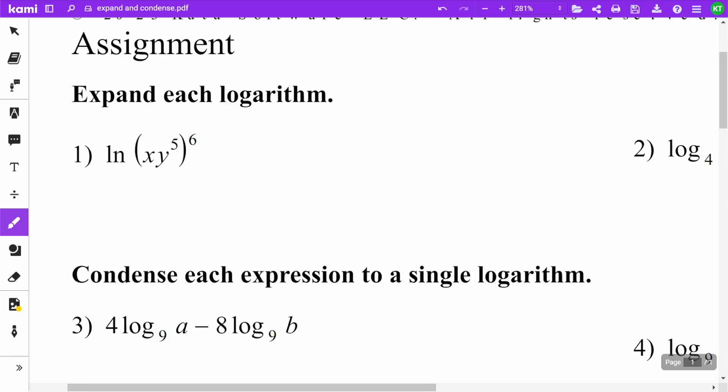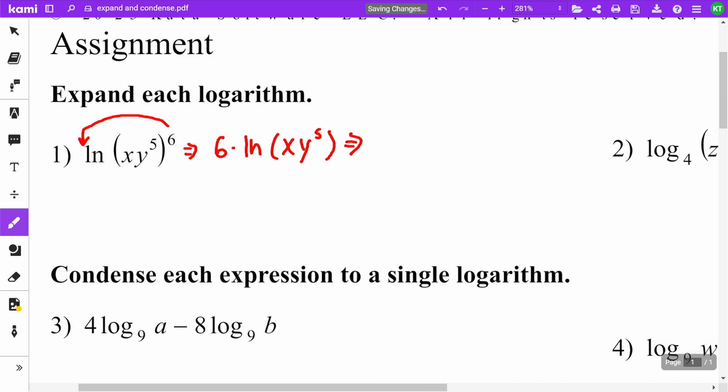All right, so we are going to be using our logarithmic properties to expand and condense. In this first example, we're going to start by using our power rule, and we're going to move the 6 to the front. So this is going to be equal to 6 times the natural log of x times y to the power of 5. The next thing we're going to do is apply our product rule. So then we'll have 6 times the natural log of x plus the natural log of y to the power of 5.